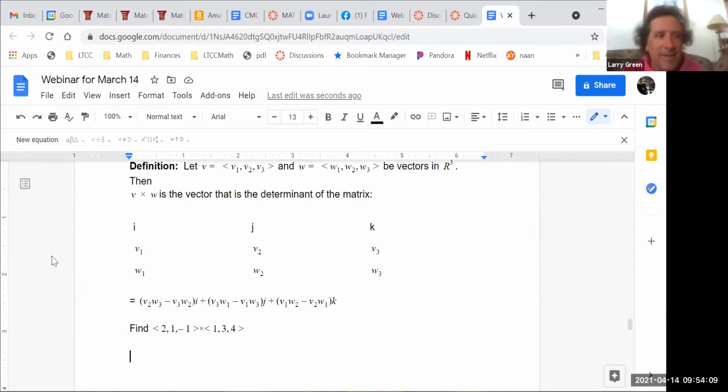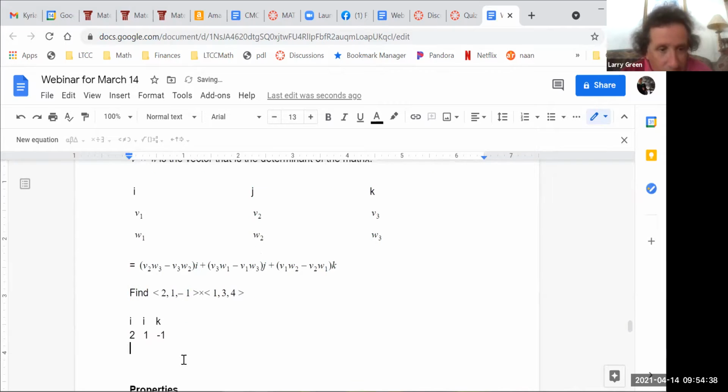Unfortunately, I hate this, but Google, for some reason, doesn't do matrices. Isn't that weird? I made this in a table, but I'm just going to do it the kind of messy way. So I'm going to go I, J, K, and now we're going to have 2, 1, -1, and then we're going to have 1, 3, 4. Any questions on writing down the matrix?